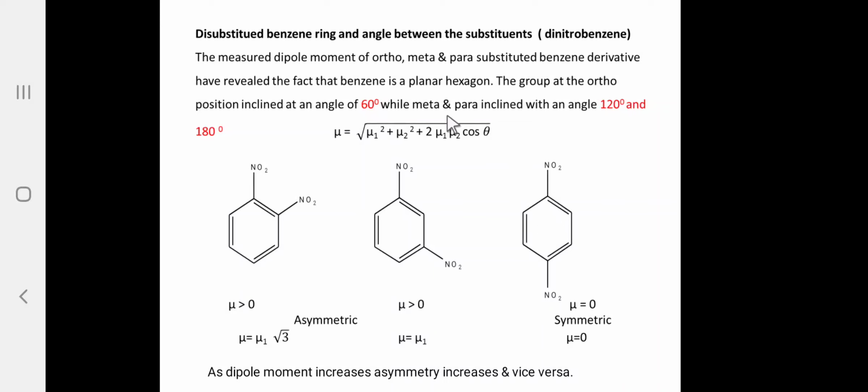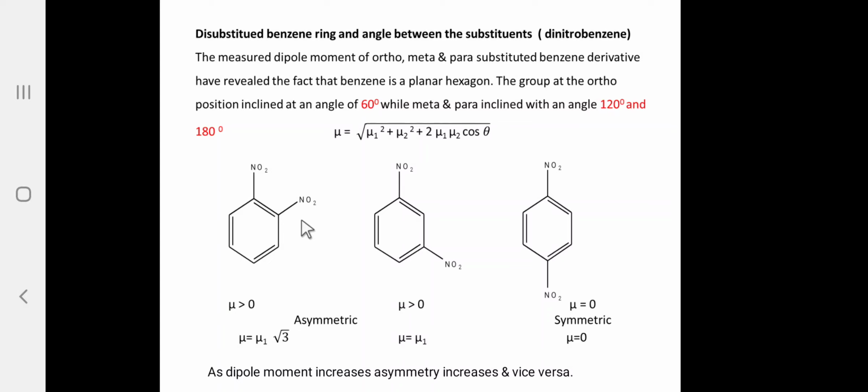In case of the ortho dinitrobenzene, the position is inclined at the angle of 60 degree, while in case of the meta and para, they are inclined with the angle 120 degree and 180 degree. The measured dipole moment of ortho, meta and para substituted benzene derivatives has revealed the fact that benzene is a planar hexagon.